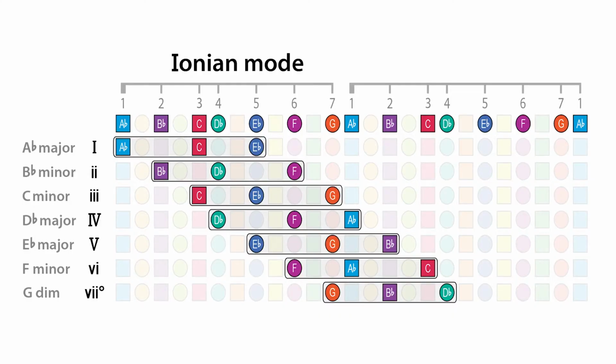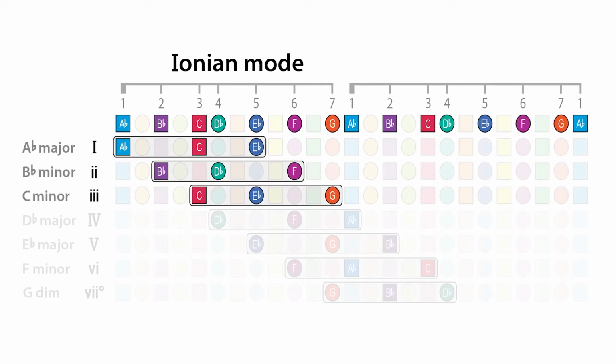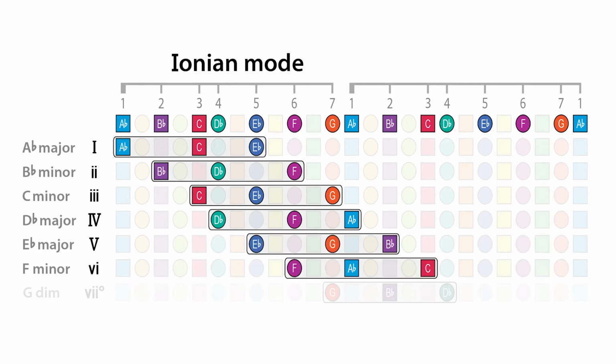But again, both of these patterns, A-flat Ionian and C Phrygian, are made from the same notes, and by extension, the various chords in these modes are also the same. In A-flat Ionian, the 7 chords are A-flat major, B-flat minor, C minor, D-flat major, E-flat major, F minor, G diminished, and then back to A-flat major.